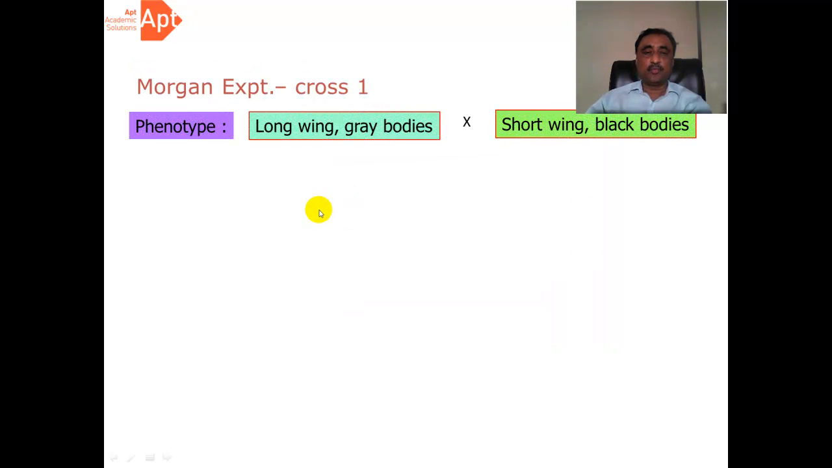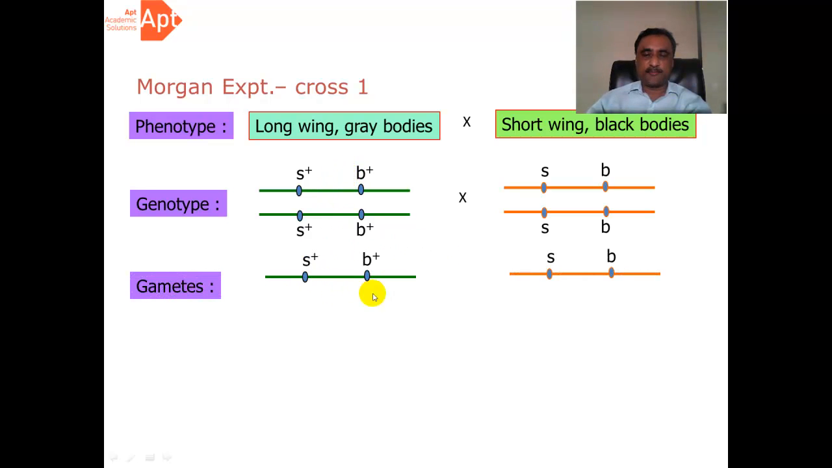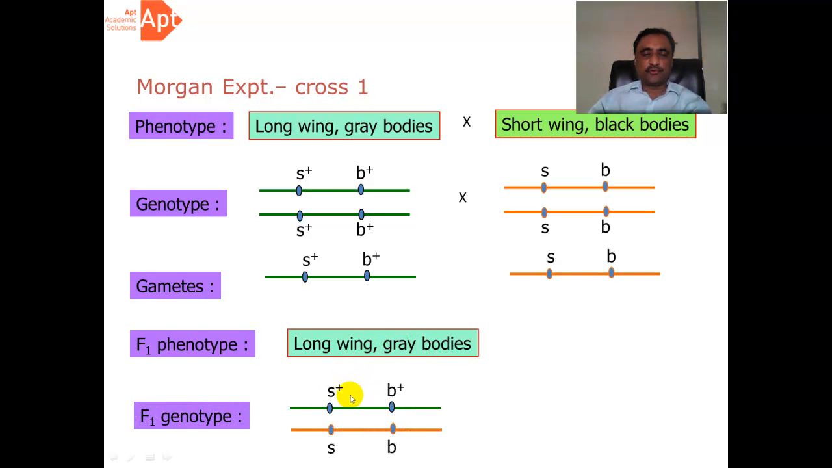What Morgan did, first of all, was cross long wing gray bodies with short wing black bodies. So long wing and gray body were the dominant ones, and short wings and black body were the recessive ones. I have just shown the genes written over there. This was the cross that happened, and this is the gamete that is going to be formed. So in F1, they get long wing and gray bodies. As usual, both the dominant characters appear. This was the F1 phenotype, and the F1 genotype we can say like this.